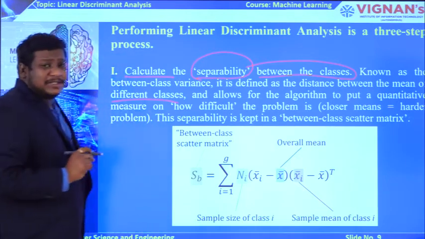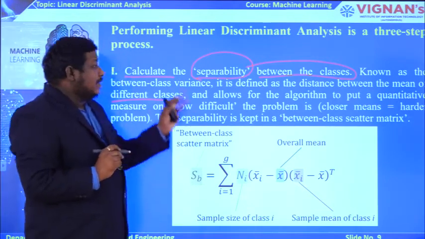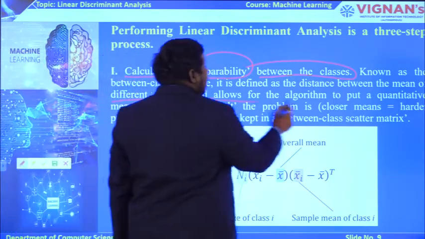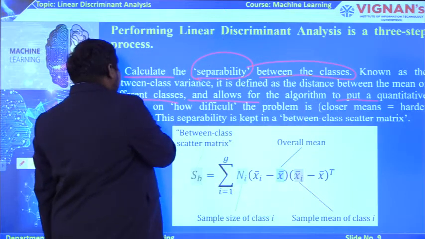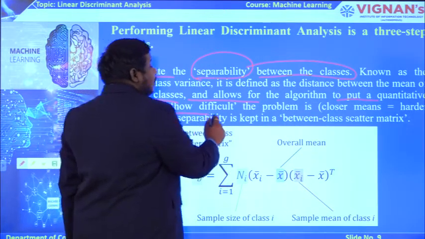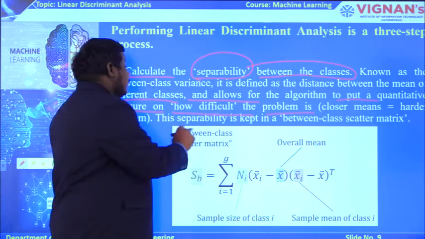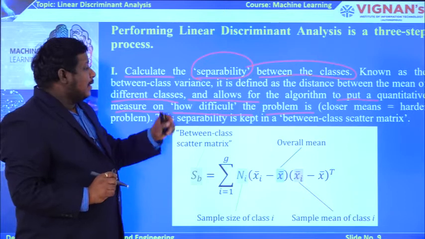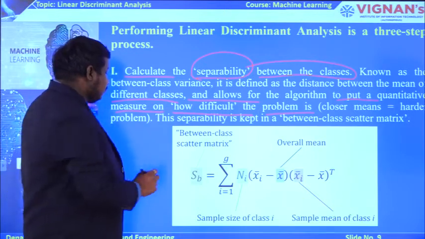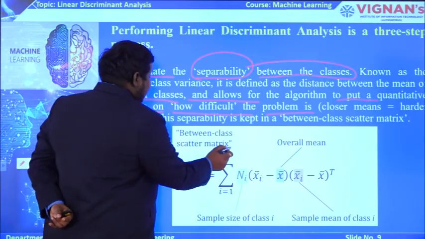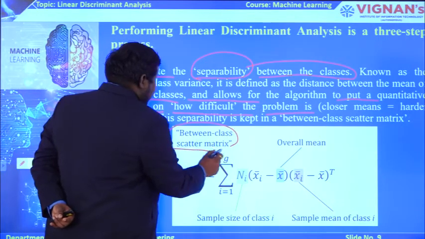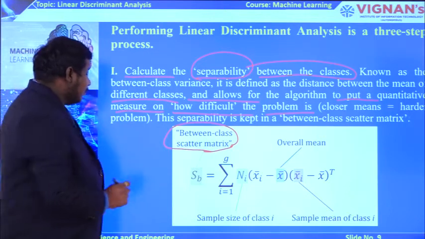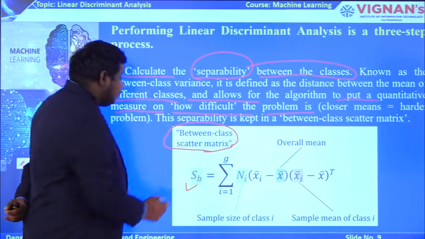So, basically the separation or separability can be taken as the distance between the mean of different classes and allows the algorithm to put a quantitative measure on how difficult the problem is. That is, this separability is kept in a between class scatter matrix. So, the separability can be calculated using this between class scatter matrix, which can be represented as SB.